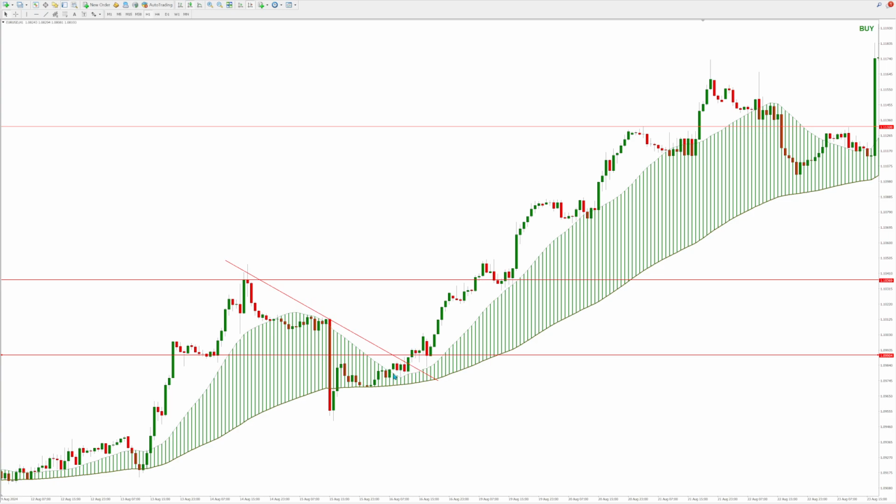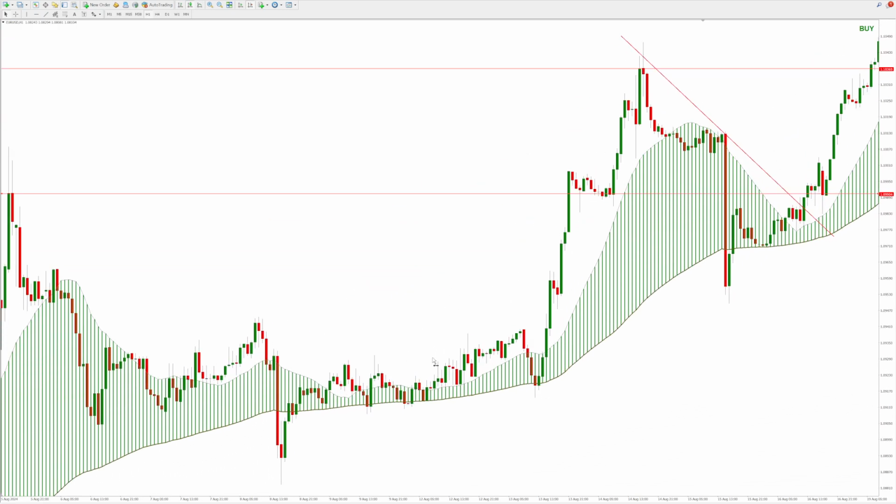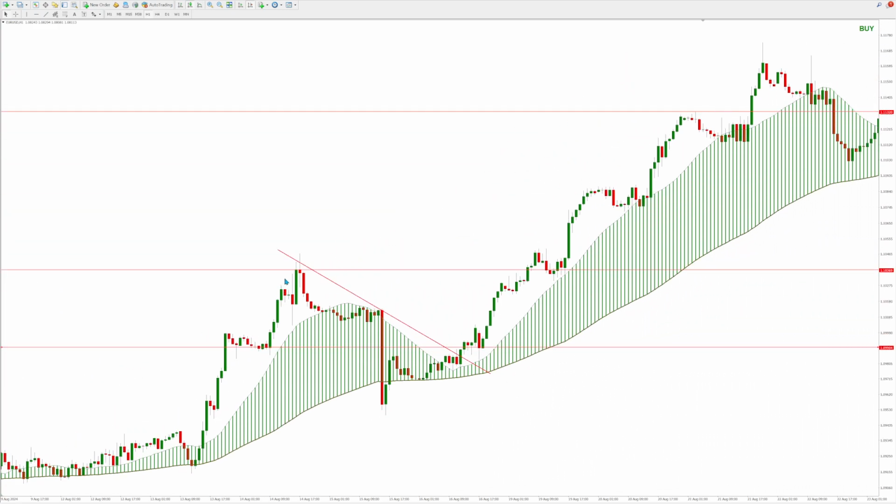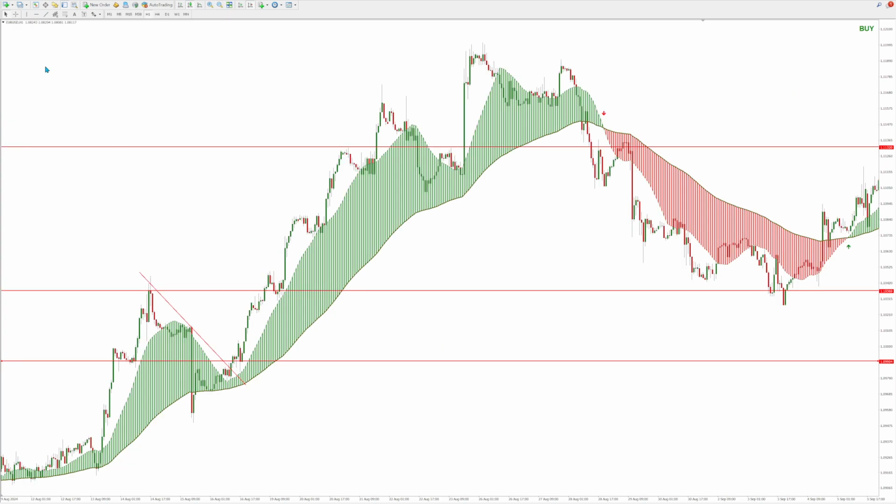So you have your pullback to the EMA ribbon, around here. Breakout to the upside, you could have got in there. Not a bad trade at all. I mean, 200 plus pips. Even this one here.